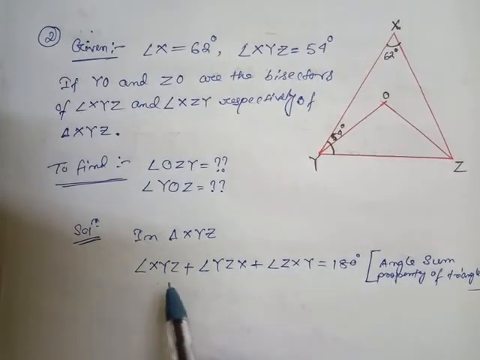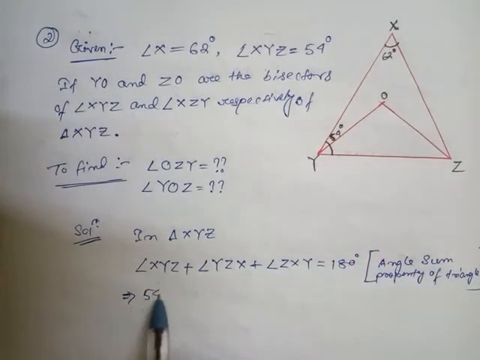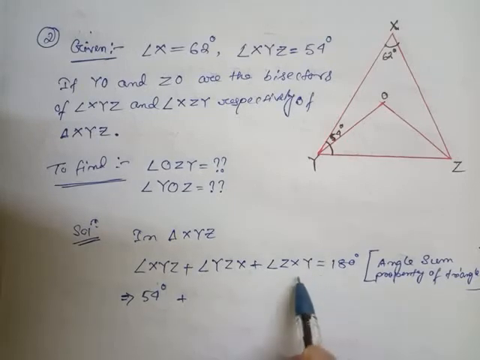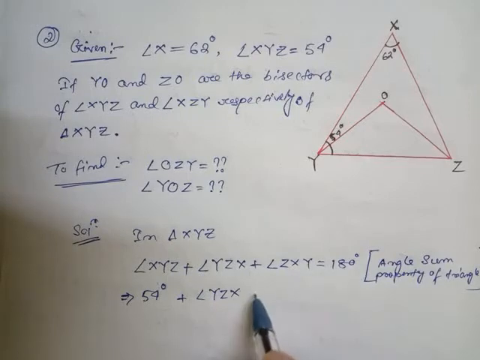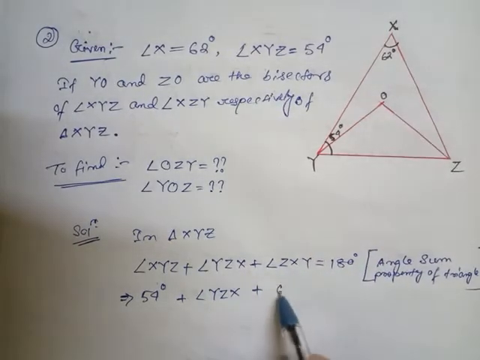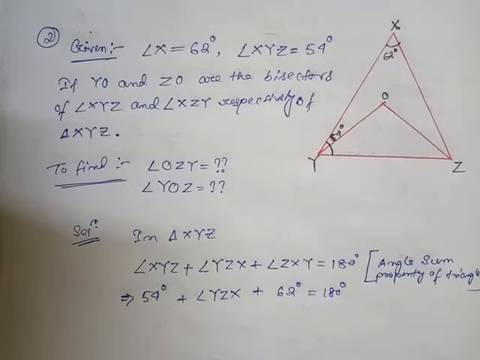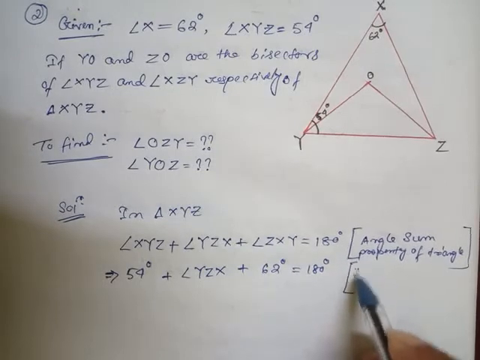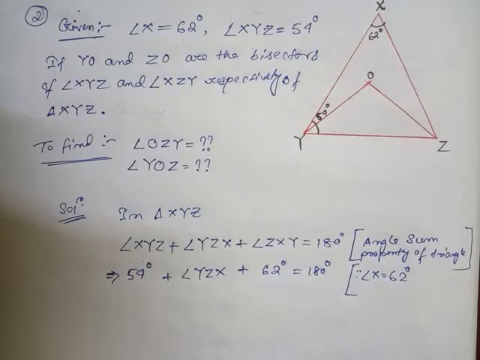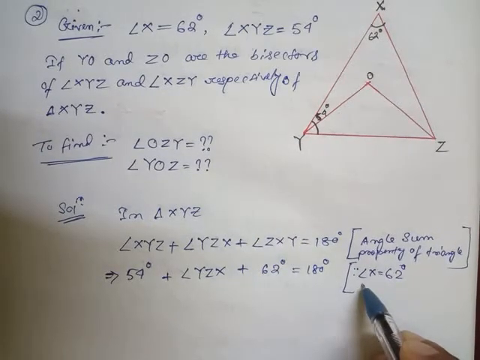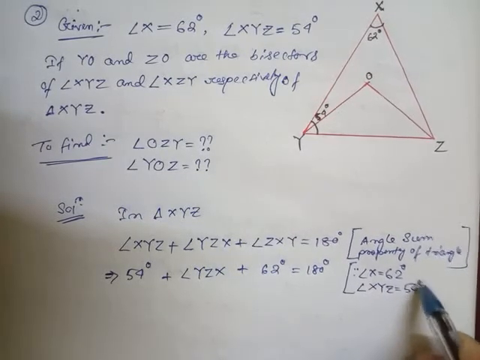Now what is the value here? That XYZ, this value is 54 degrees. We'll write down here 54 degrees. And what is the value of this one? Here we'll write down YZX, and there we'll write down 62 degrees, also given in the question, equal to 180 degrees. Student, here angle X equal to 62 degrees, which means ZXY equal to 62 degrees, and this one is given, angle XYZ equal to 54 degrees, given in the question.